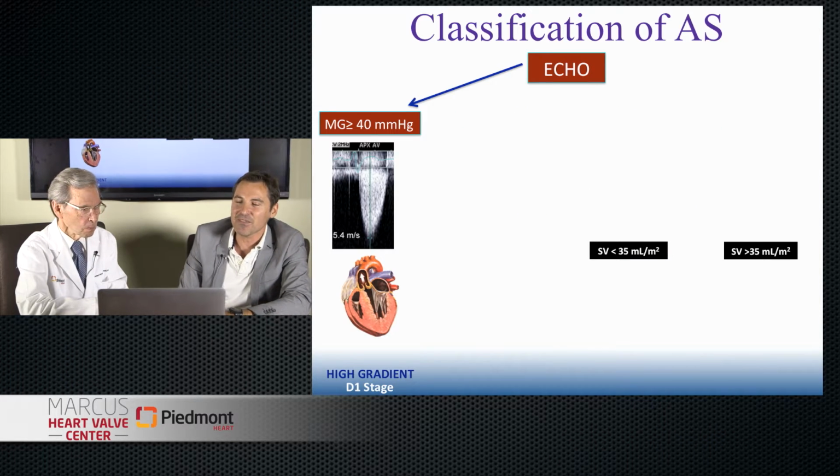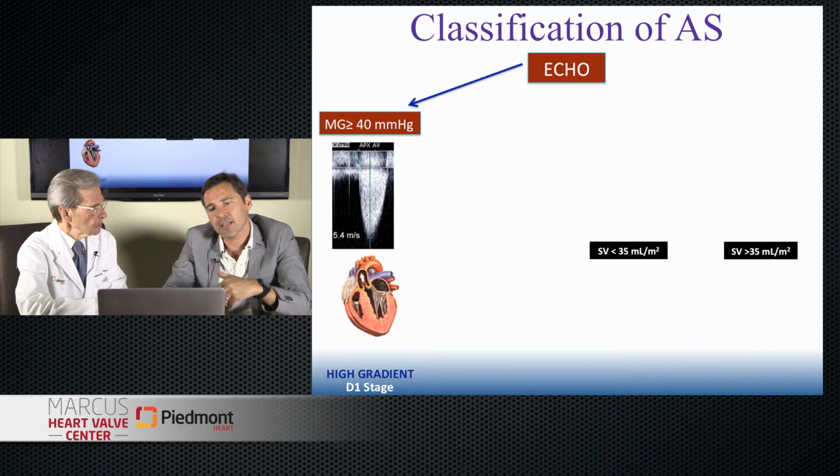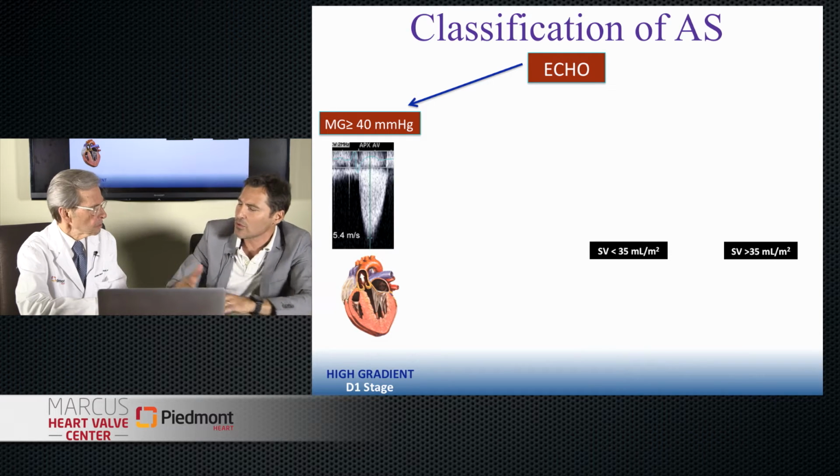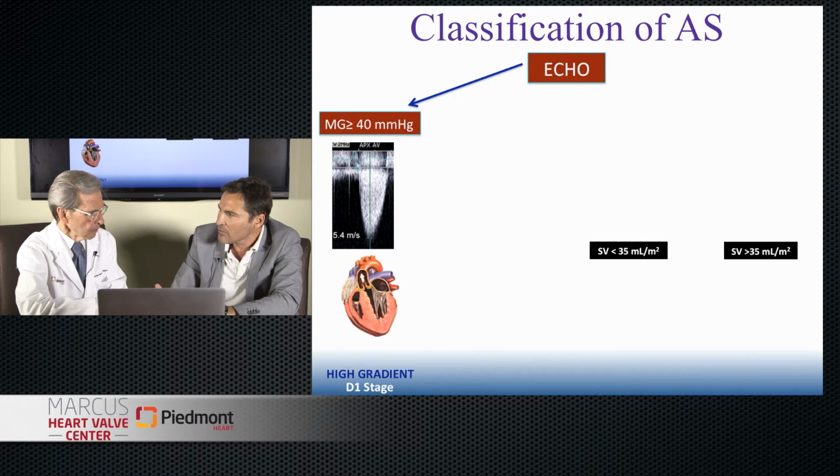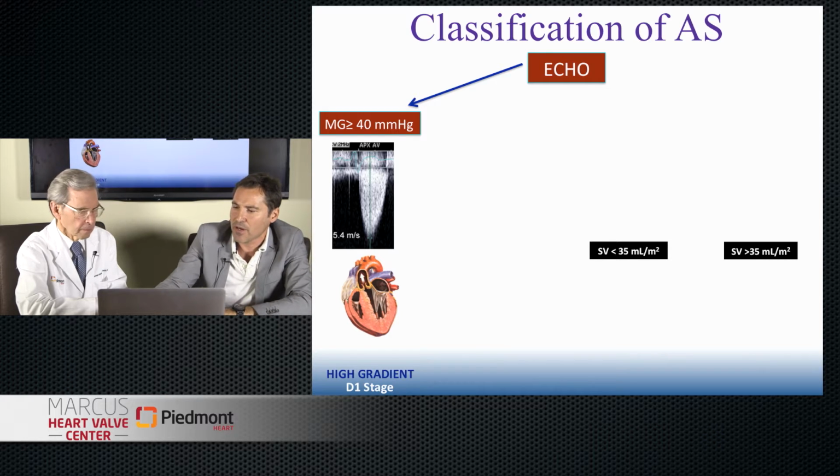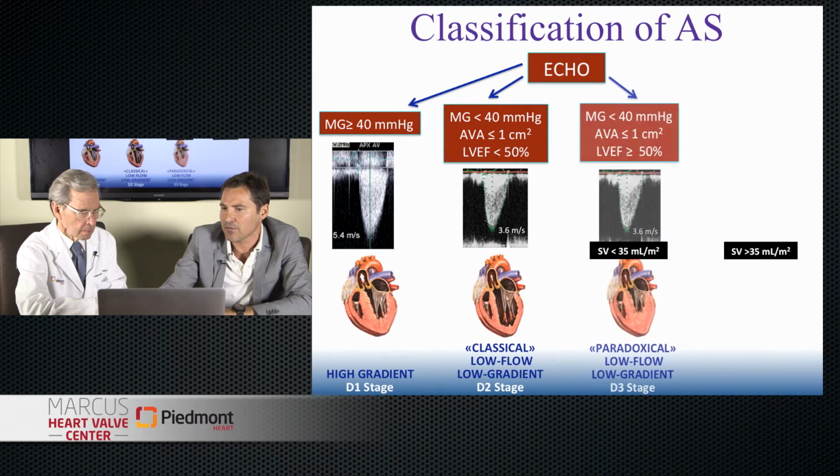So regarding classification of AS, if we take just the last group, the D group, we can say that it is related to gradient, to stroke volume, and also LV ejection fraction. And we can identify at least different groups.